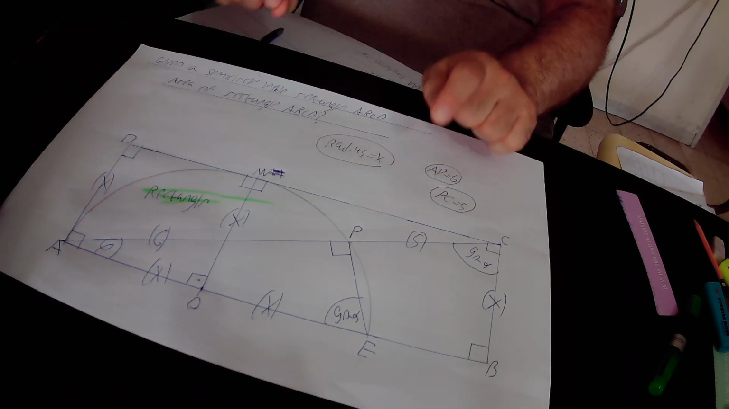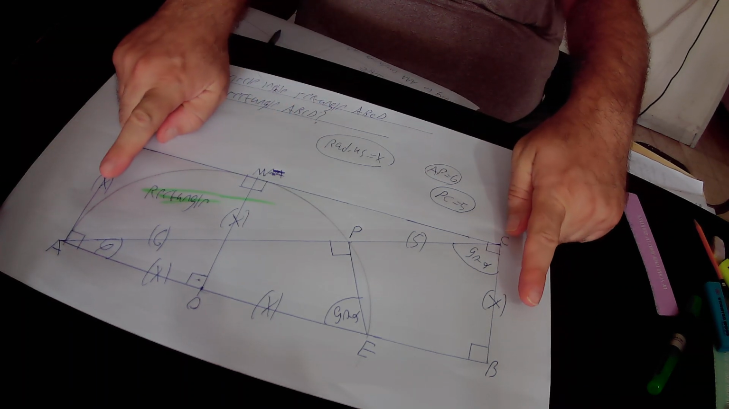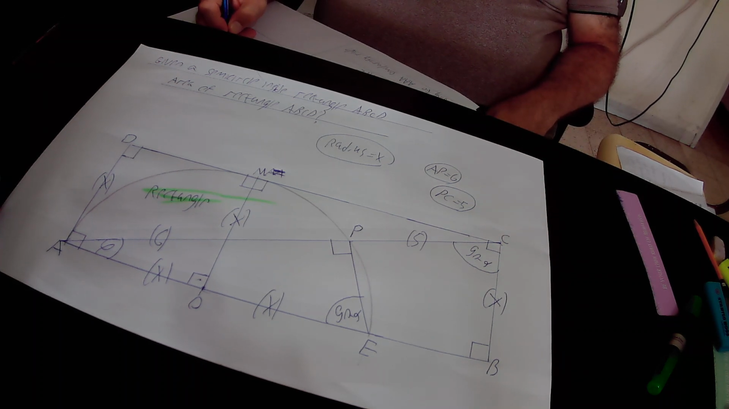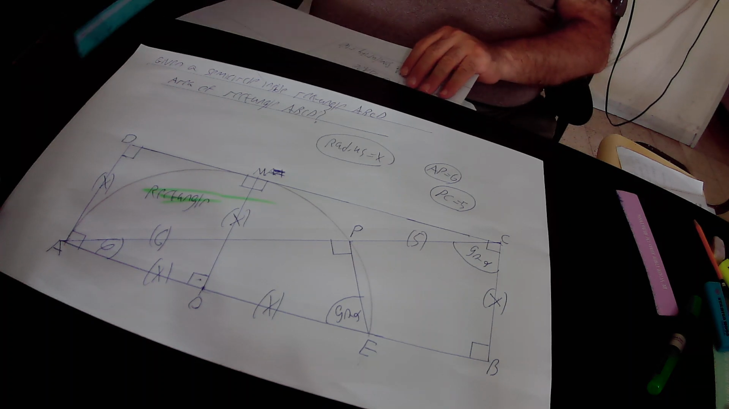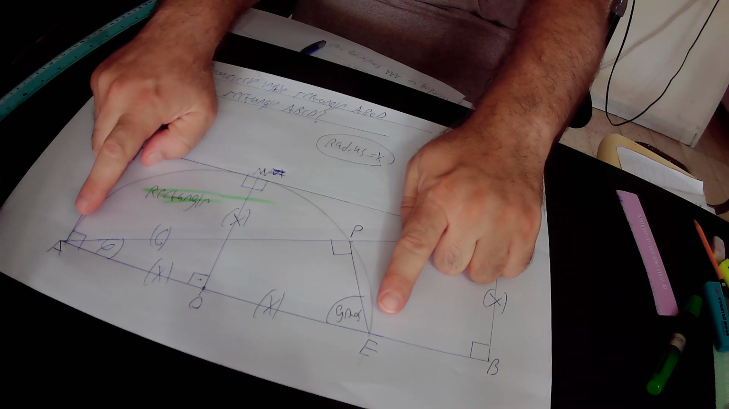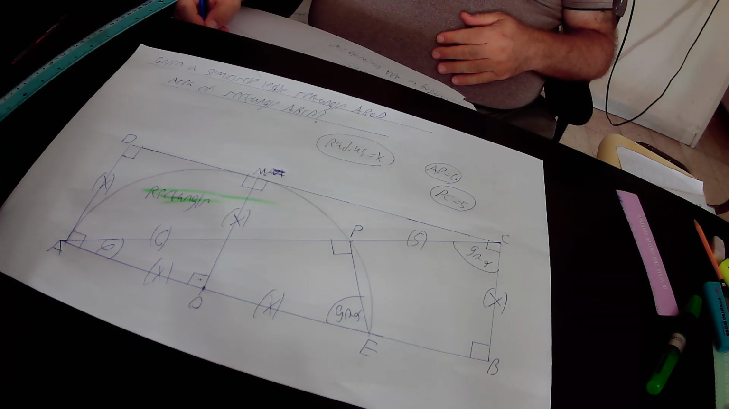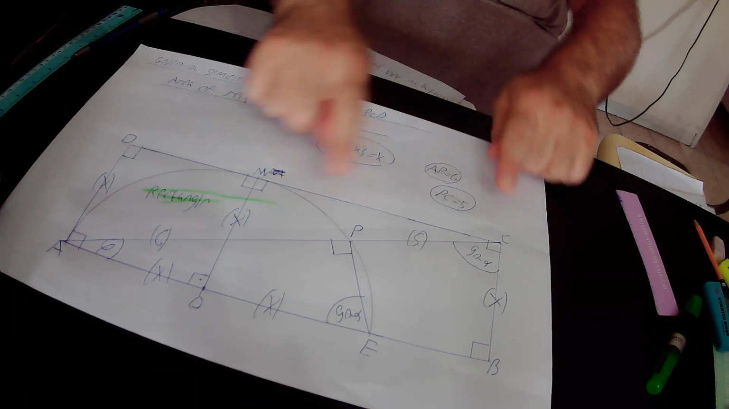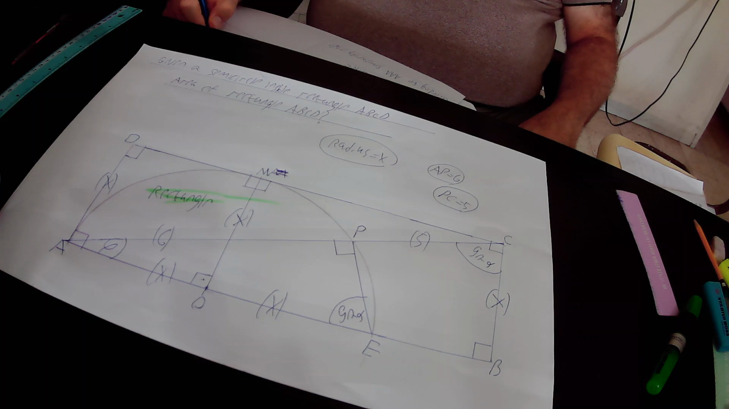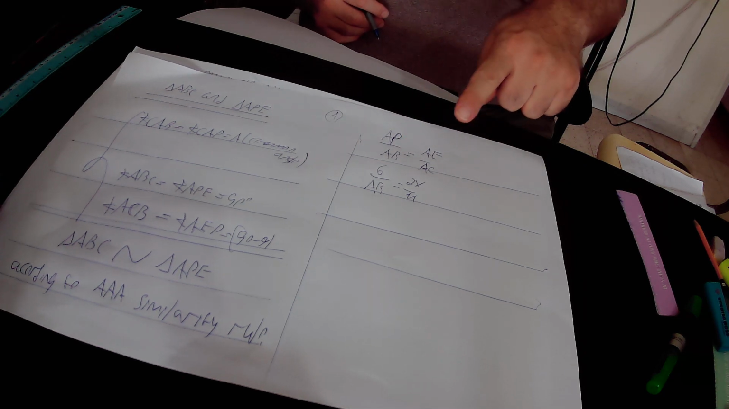AP equals 6 over AB. AB is the missing side, so we will leave it as it is. And it is equal to AE. AE is the diameter of this semicircle, it is equal to 2x. Over AC. AC in total equals 6 plus 5, that is 11. So in total, we found out that 6 over AB equals 2x over 11.